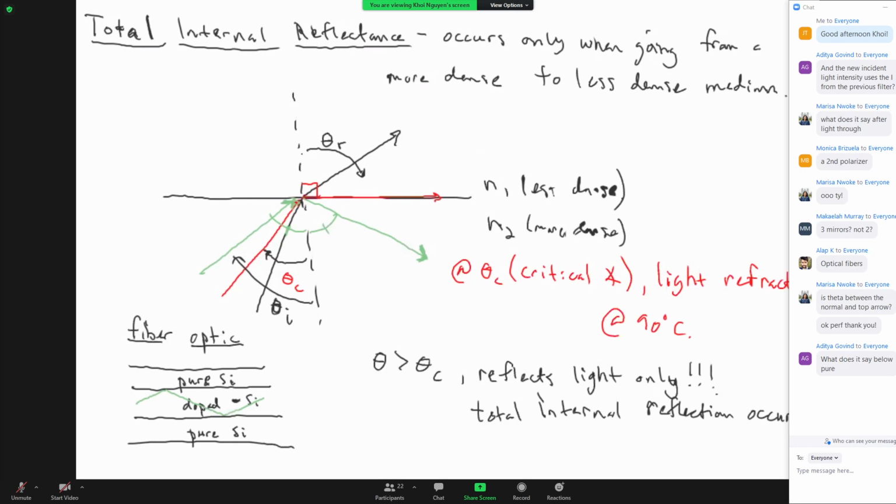It's pure silicon. And then the other one is doped silicon. It's doped with impurities, because that just means that it's more dense. So to make that medium more dense, we dope it. Yeah, so fiber optic cables are used to transmit signals across and create the whole World Wide Web and how data is transmitted, right? Even if you think about it, your cell phone, you're like, nah, there's no cables connected to my cell phone, Khoi, you're crazy.